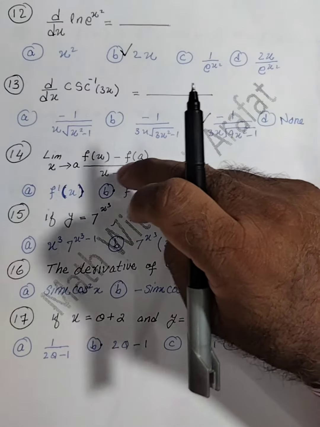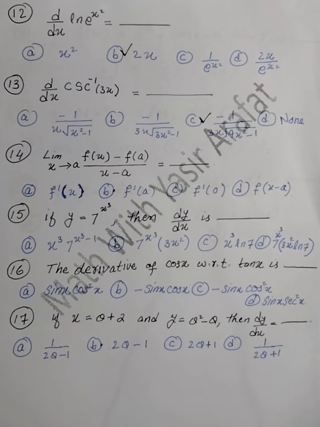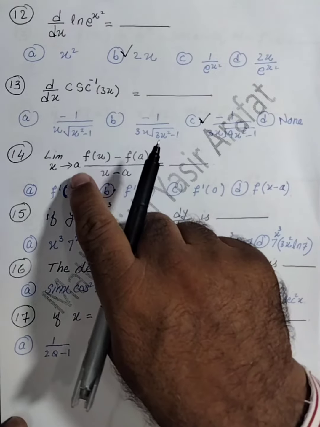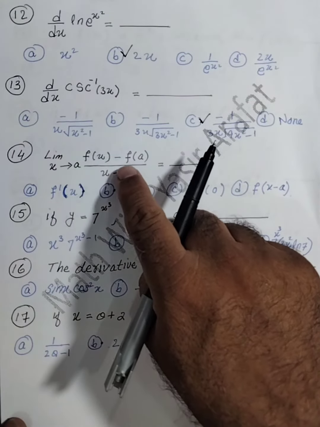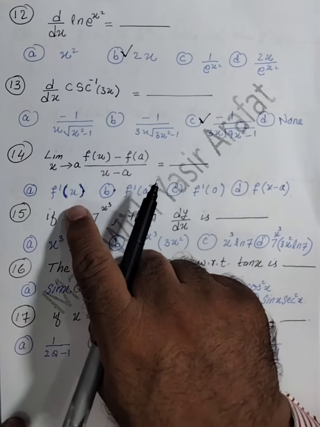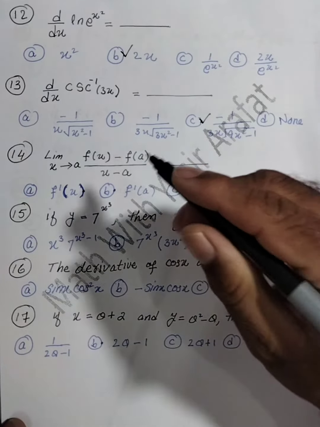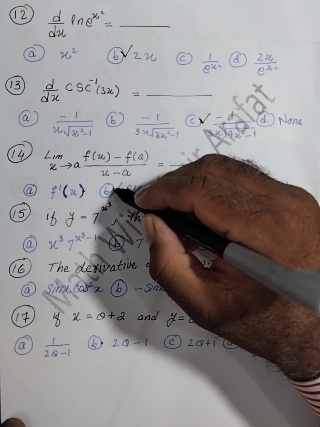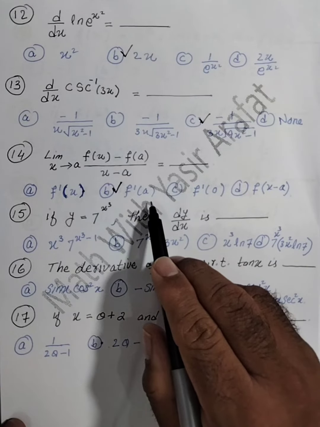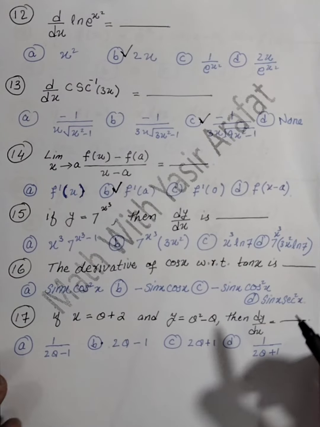Now a very confusing MCQ, that is the 14th MCQ, and a number of students normally write down the wrong answer here. This is the basic formula for the first principle: limit x tends to a, f of x minus f of a divided by x minus a. 90% of students write down this answer, that is wrong. So this is the correct option B, that is f prime a. That is f prime a. It is the derivative of f at a, not the derivative of f at x. So the correct option is B here.